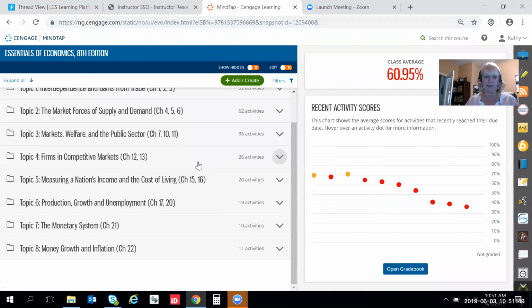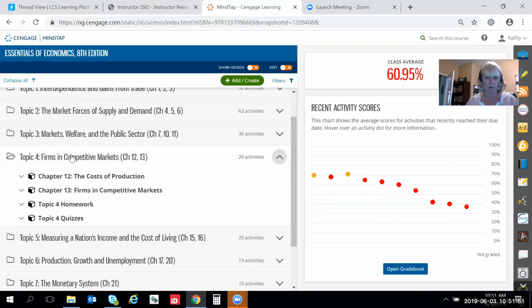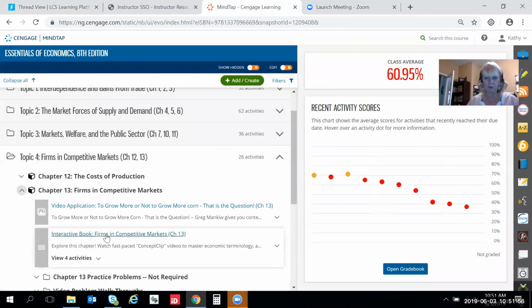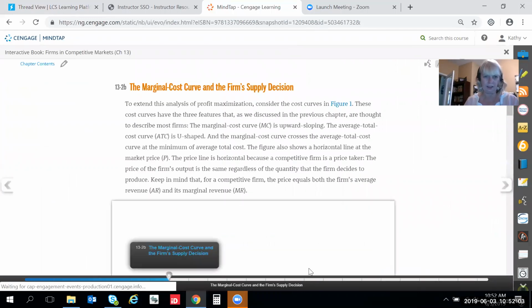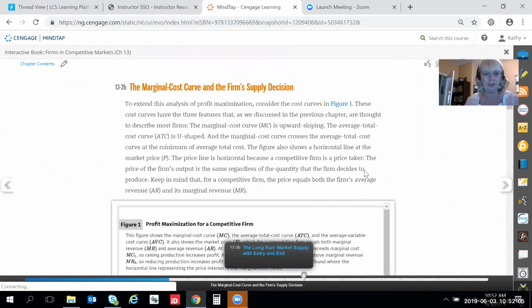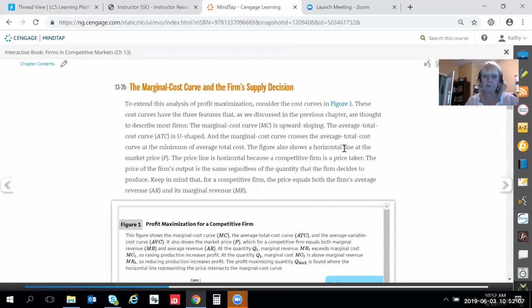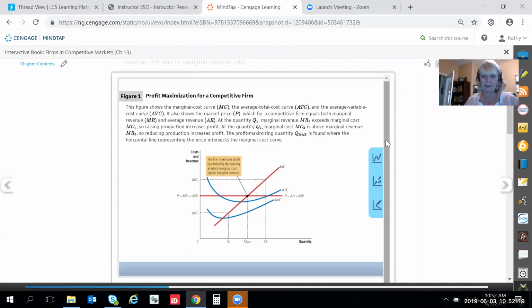So we're over in MindTap now, and we go to Topic 4, and we go to Chapter 13, and then we go to the interactive textbook. And I have opened this textbook already to the section that's going to matter. It's section 13-2B, and it's marginal cost curve and the firm's supply decisions. And there's lots of discussion here, but there are a couple of highlights that I want to bring to your attention. The first of all is, here's a graph that shows all the cost curves.